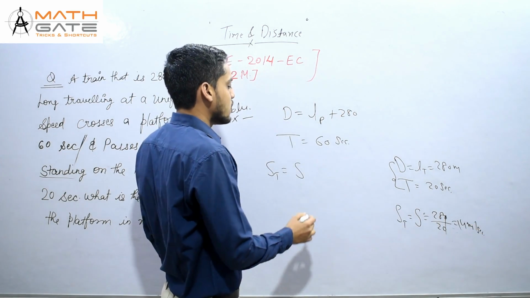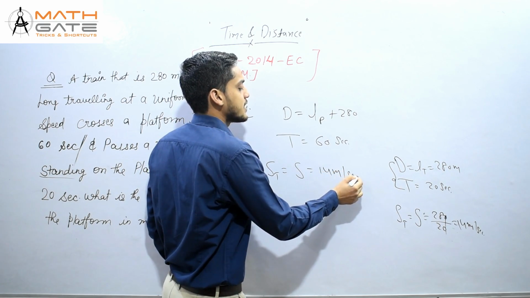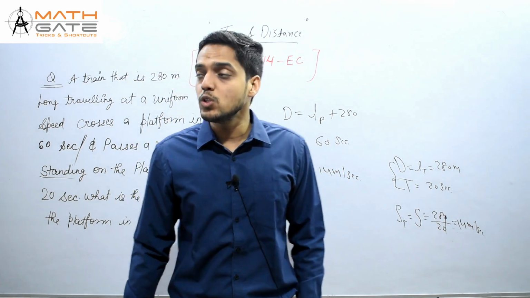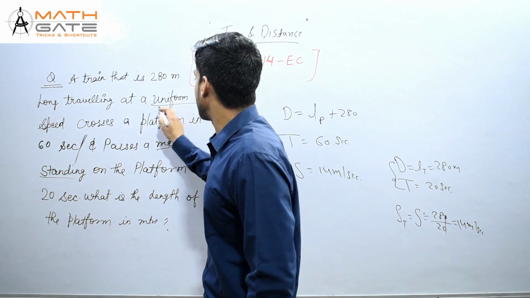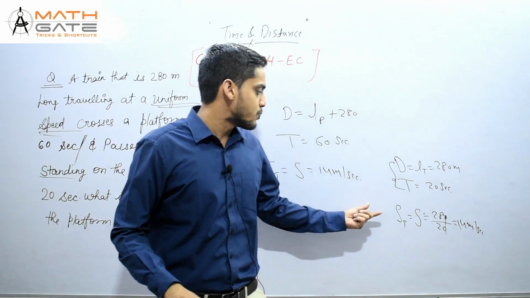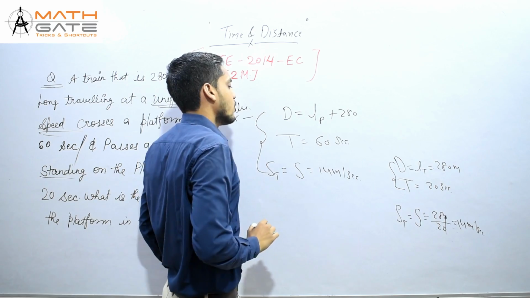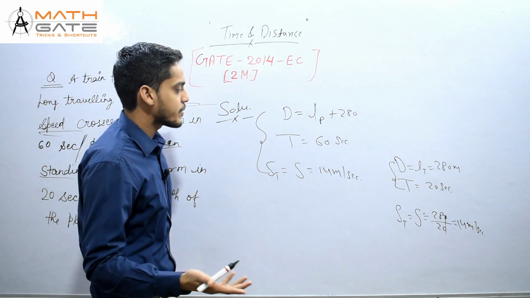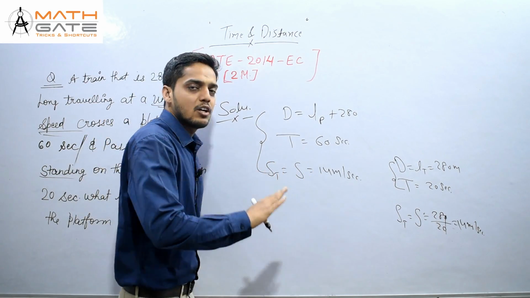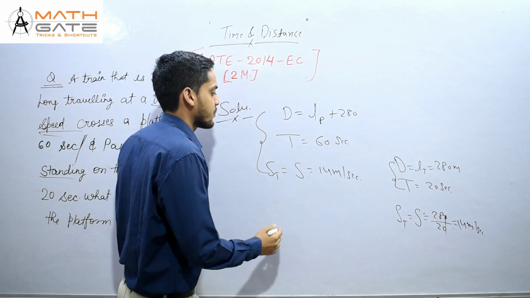If I put the speed of train here, then I have 14 meter per second here, because that is the same train, and that train is also running with a uniform speed. It is clearly mentioned in the question. It is moving with the uniform speed. So that's why now we have D, S and T. And I said in the starting of the video, if you know D, S and T, then you do not need to worry at all, you can 100% solve that question.